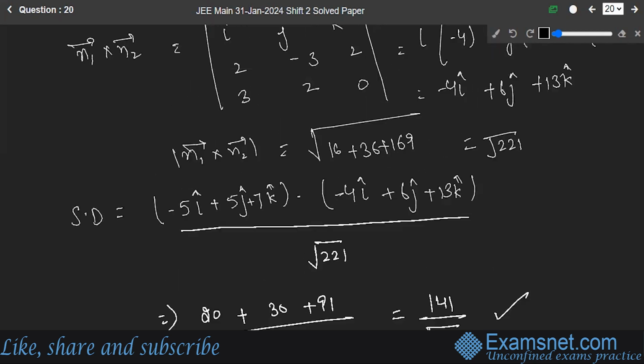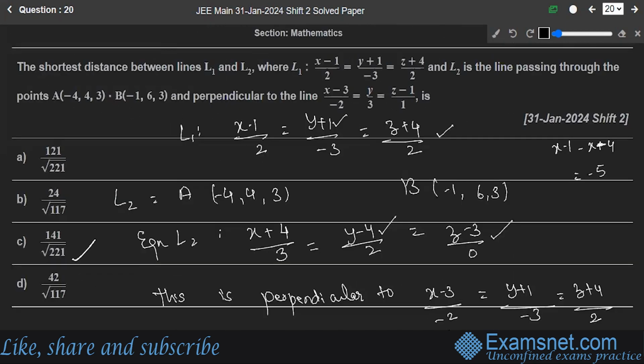This is the answer to the question. 141 divided by this. Option C is the right answer. Hope you're clear with this. Let's move to the next question.